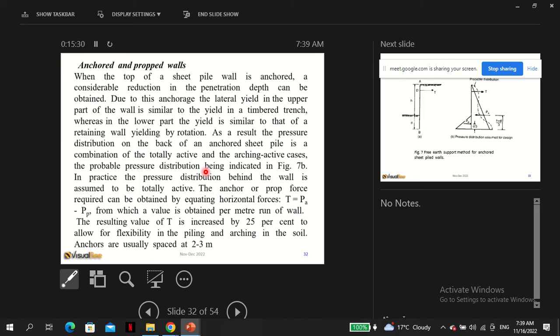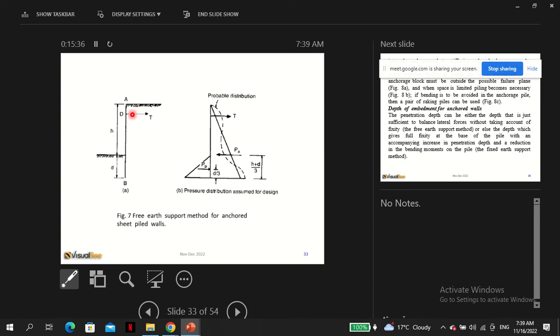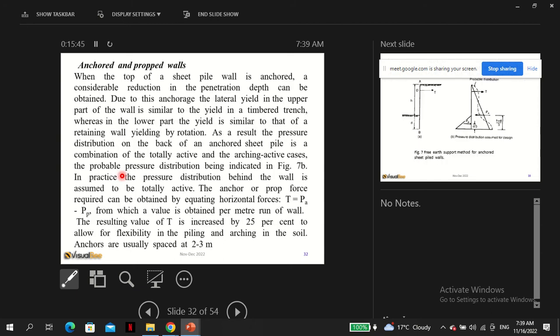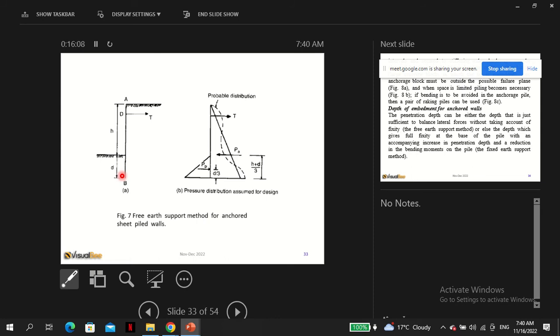So if you anchor the top part, shown here, if this has some anchor, then you can substantially reduce the penetration depth. As a result, the pressure distribution at the back of the anchored sheet pile is a combination of totally active and arching active cases, the probable pressure distribution being indicated in figure 7b. So while anchoring reduces the depth of penetration, the distribution of pressure is quite complicated.